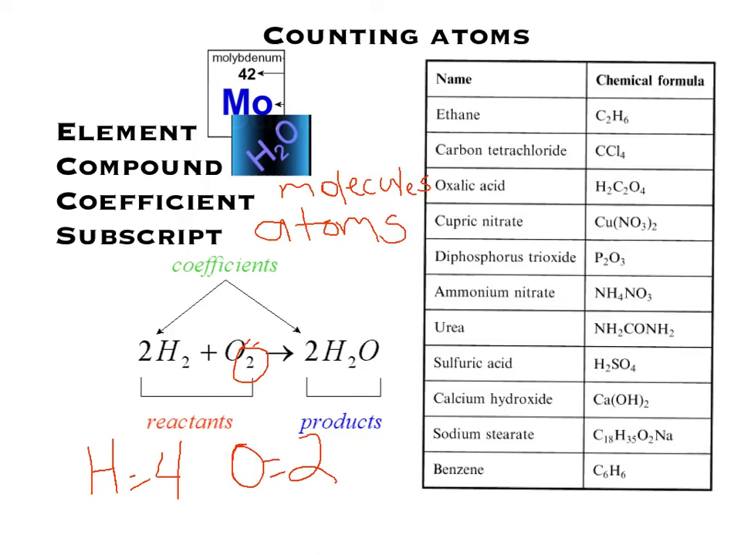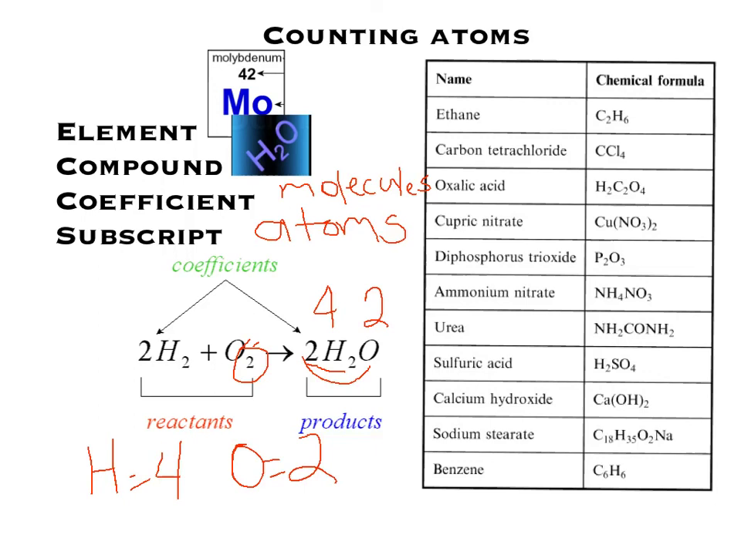So let's check our work on the other side of the equation. 2 times 2 would give me 4, and 2 times 1, since there's no number, you assume it to be 1, would give me 2. So check, my math was done correct. And that was a short example of balancing an equation as well. So in my examples over here, we have ethane. Ethane has 2 carbon atoms and 6 hydrogen atoms.